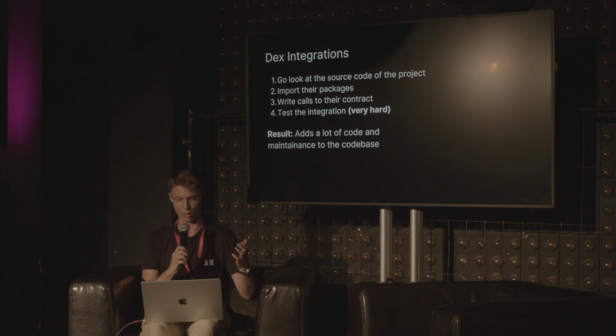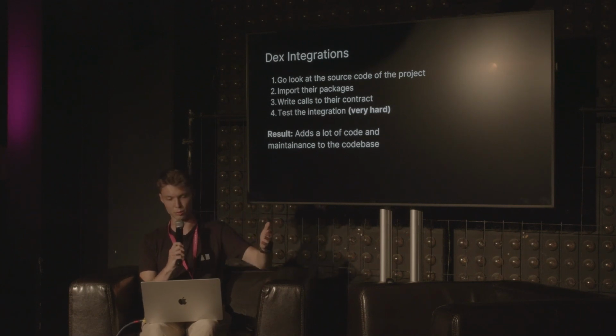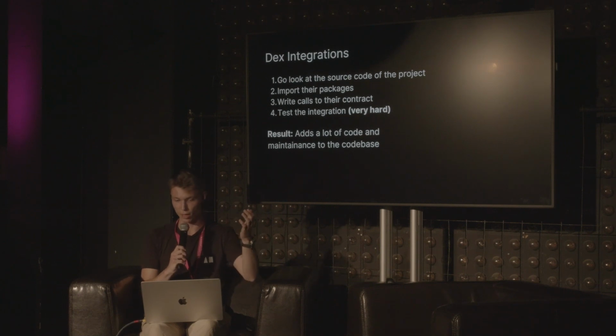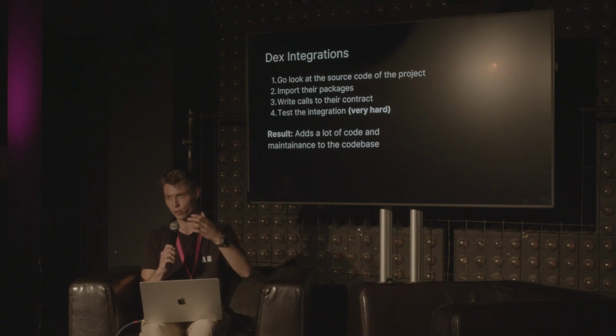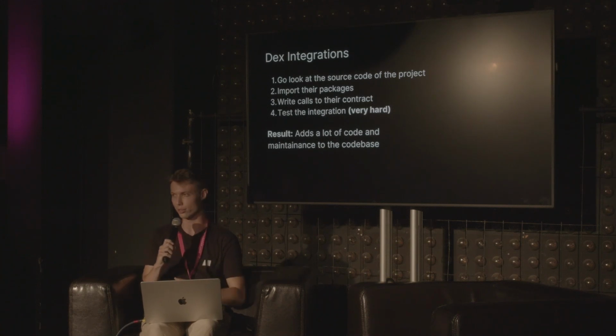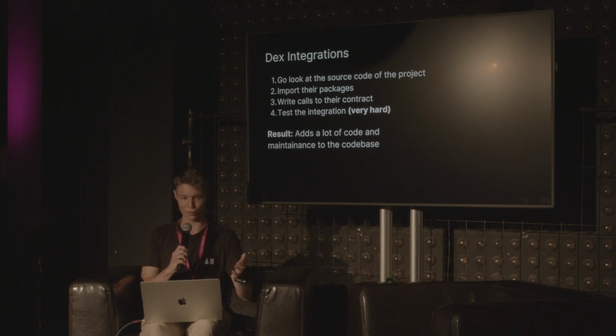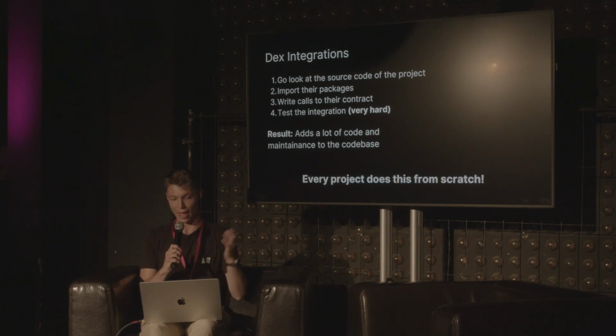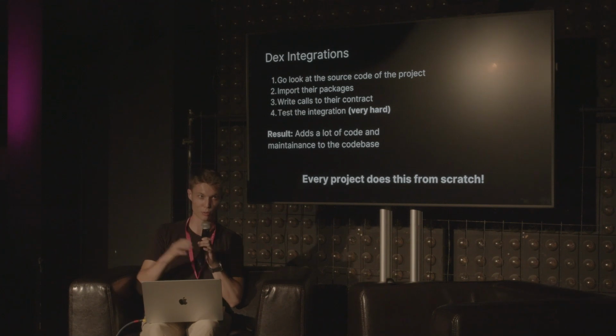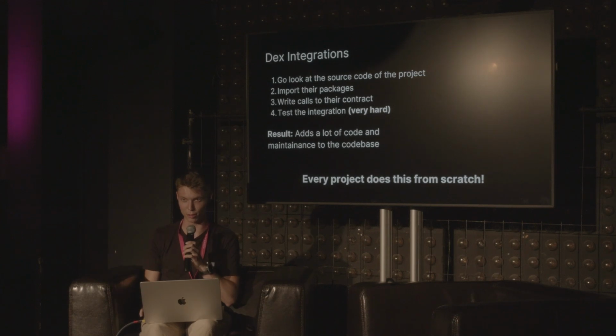So let's say that we're actually doing this. What you would do is you go to source code of the project, you try to understand what they're doing, which might not be very clear. You import their packages, and then you write calls in your smart contract to their smart contract. And then you try to test it. And testing is really, really hard. So as a result, you have a lot of code in your code base that you need to maintain that's not actually yours. And every project does this from scratch. Everyone who has worked with Astroport or Osmosis, whatever, they have gone through this process. And it's a waste of our time.